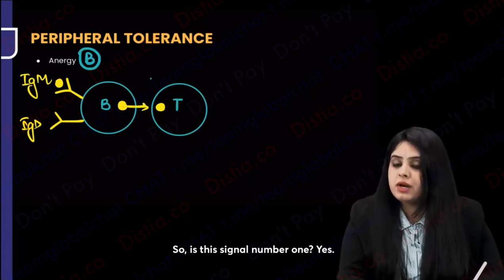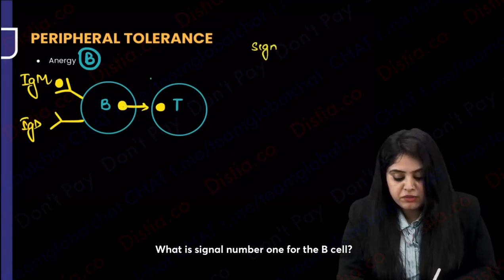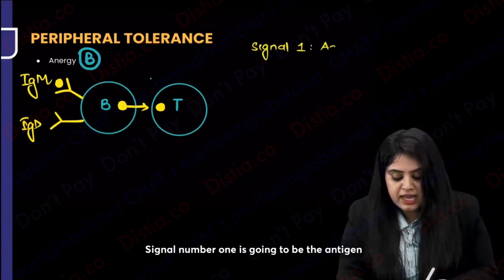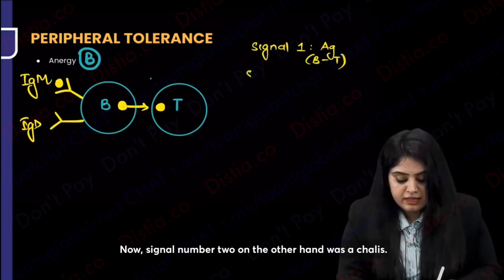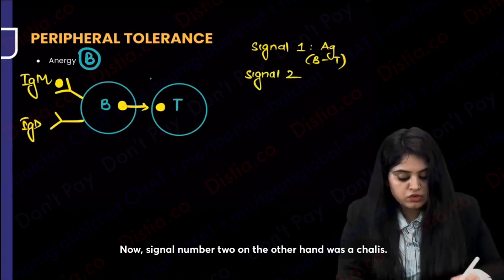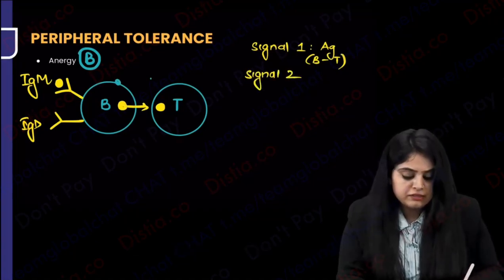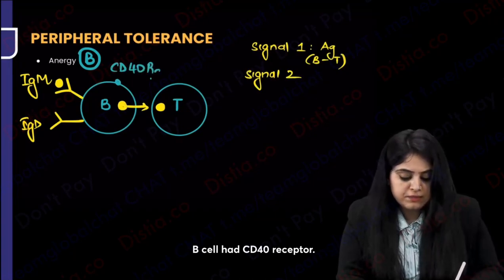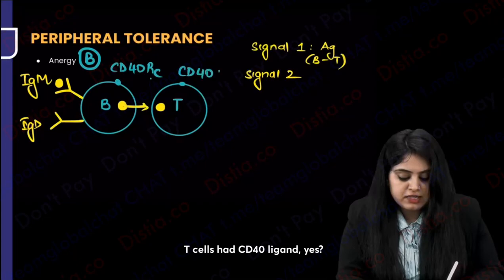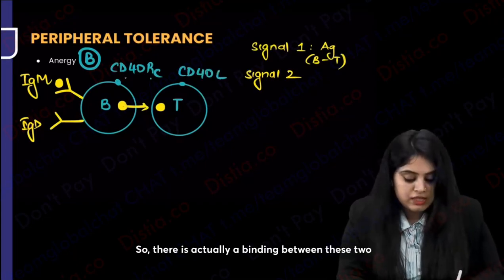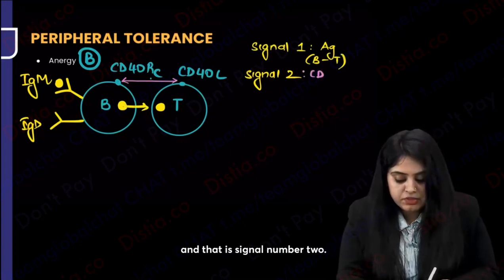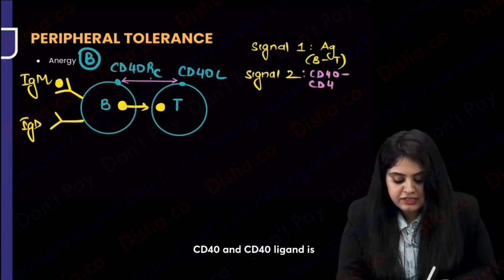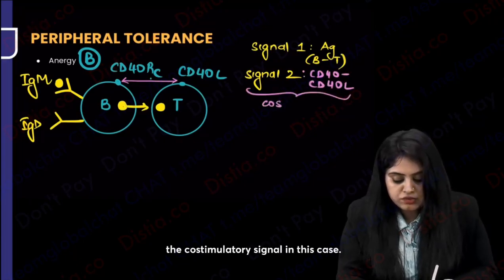So is this signal number 1? Yes. What is signal number 1 for the B cell? Signal number 1 is going to be the antigen shared between the B and the T cells. Now, signal number 2 on the other hand was a chalice. You remember something? The B cell had the CD40 receptor. T cells had CD40 ligand. So there is actually a binding between these two, and that is signal number 2. CD40 and CD40 ligand is the co-stimulatory signal in this case.